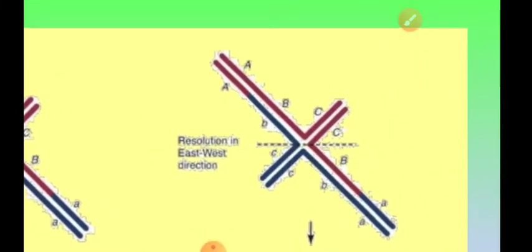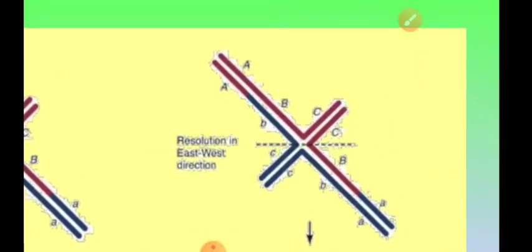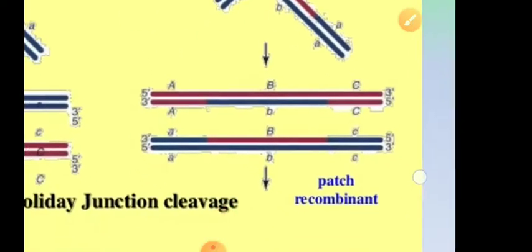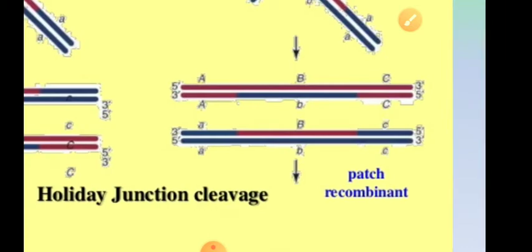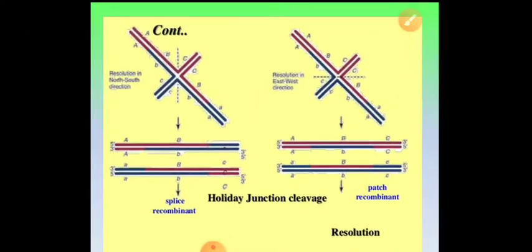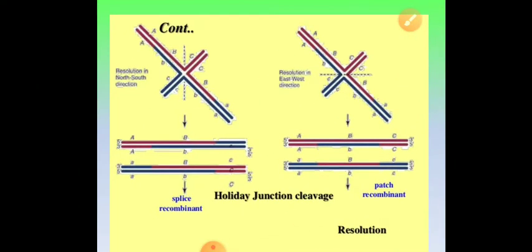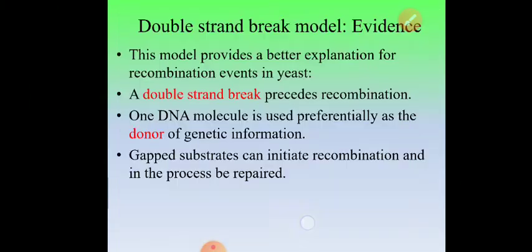If it occurs in a horizontal manner, or east-west breaking or resolution, then it is a patch recombinant, wherein the flanking regions are not recombined. Okay, so this is how the Holliday junction cleaves or resolves either in a vertical or horizontal manner, leaving patch recombination or splice recombination. Now the other method.